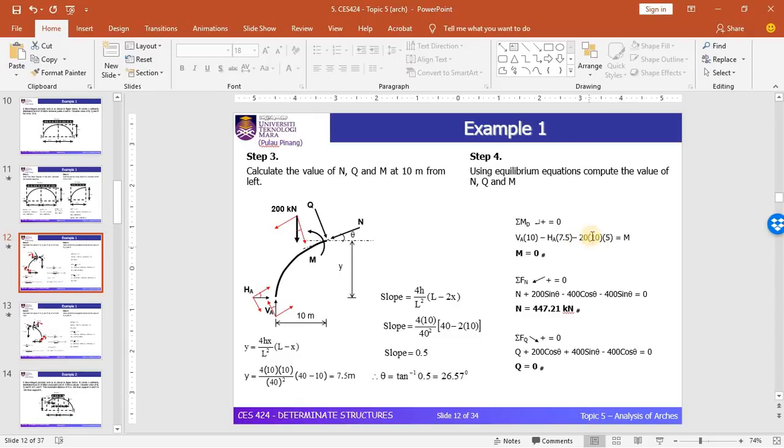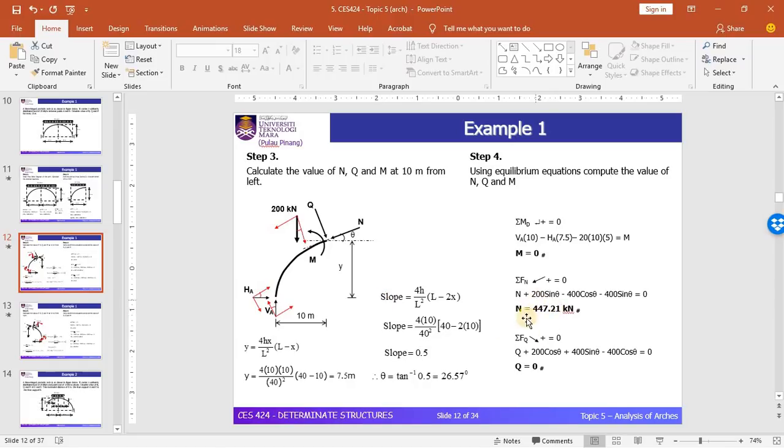In the solution here, it is not written as 200, but as the UDL multiplied by the length, and the 5 is half of this 10 meter length, the center of the UDL. This is a point load that we converted from the UDL, so its location is 5 meter from the support, the center of this 10 meter length. Simplifying this, you can see that the moment at this point is equal to 0. So the moment is 0 at 10 meter from support A.